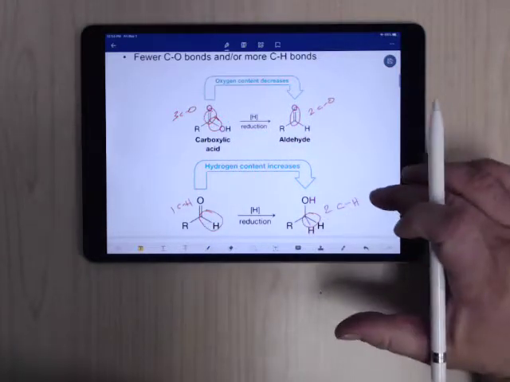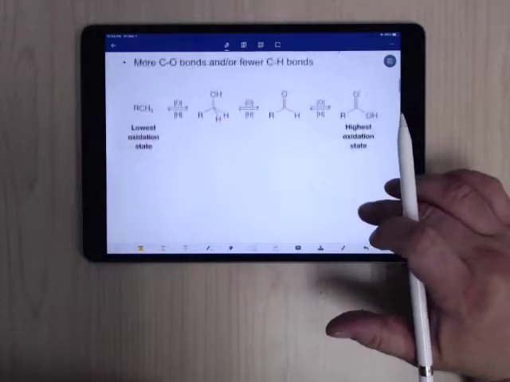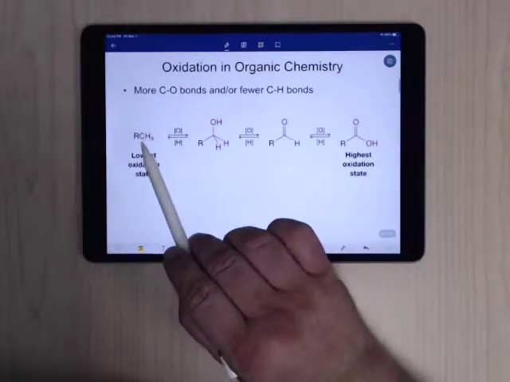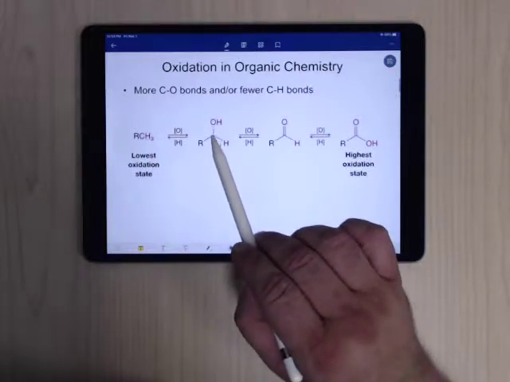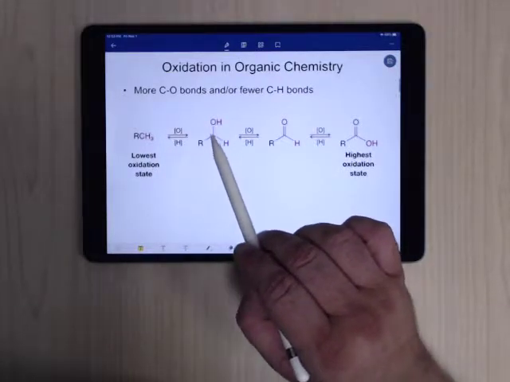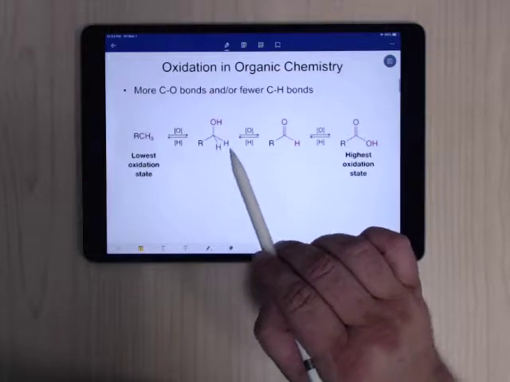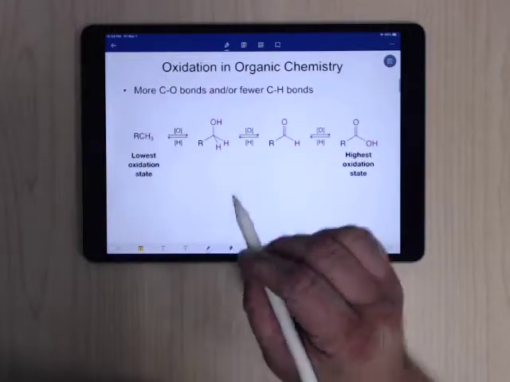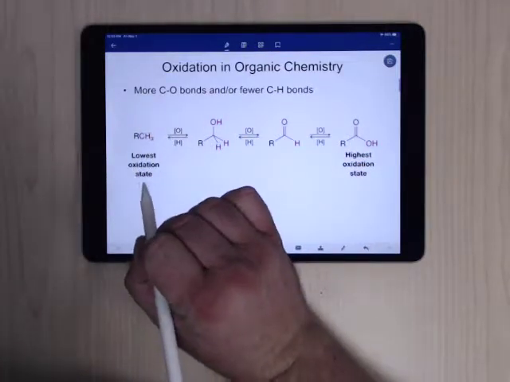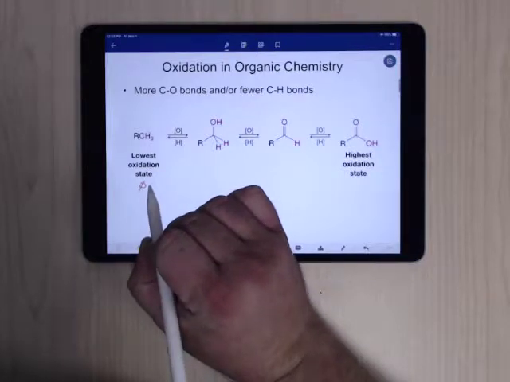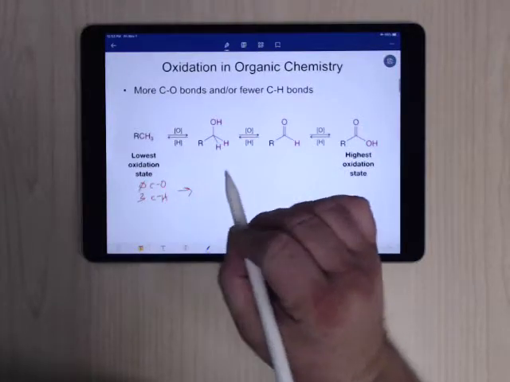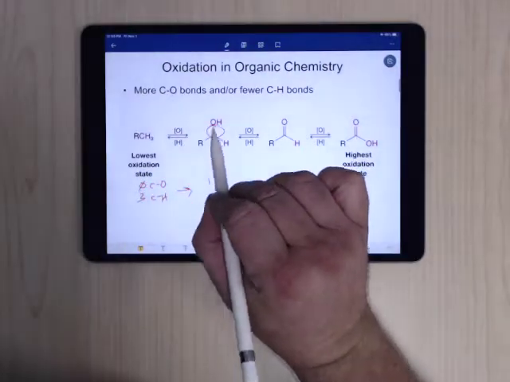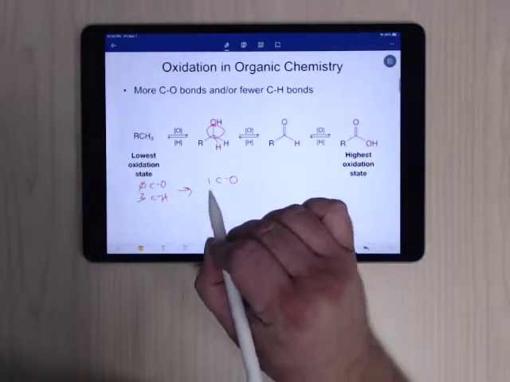So for here, if you do an oxidation, you're converting one of these CH bonds into a CO bond, so you're going to get an alcohol. If you want to do it again, you're going to be going from 0 CO bonds, 3 CH, to now one CO bond, 2 CH.